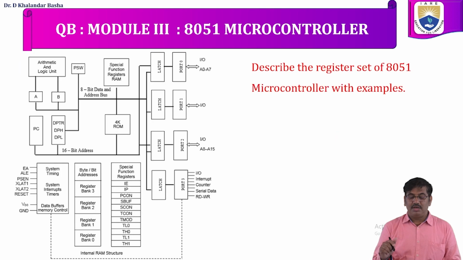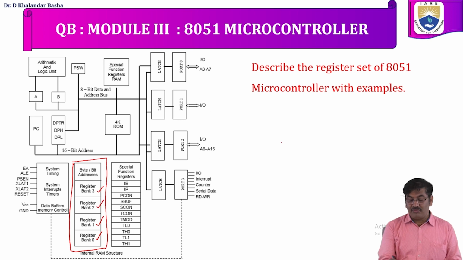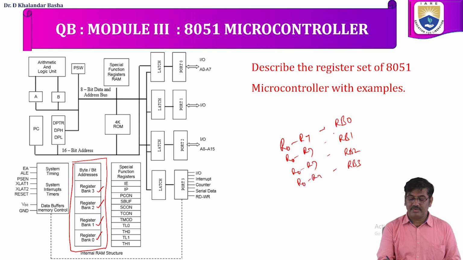Next, describe the register set of 8051 microcontroller with example. So here we can see this is the architecture of 8051 microcontroller. The register bank, we can have four register banks in the internal memory, that is bank 0, bank 1, bank 2, bank 3, where each register bank consists of R0 to R7, in register bank 0 as well as bank 1, bank 2 and bank 3.